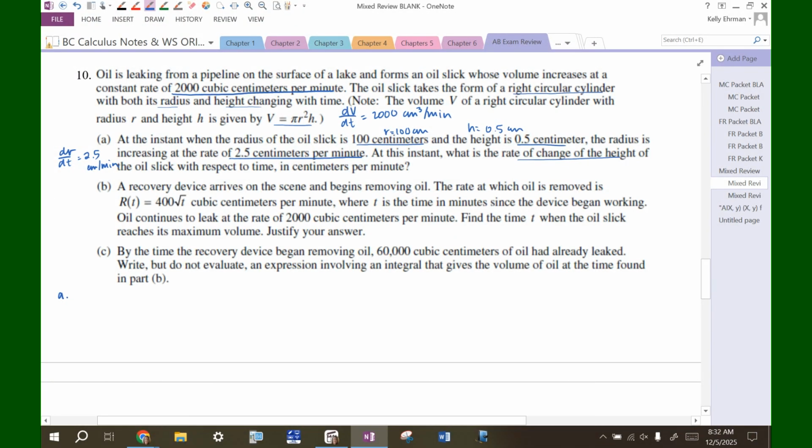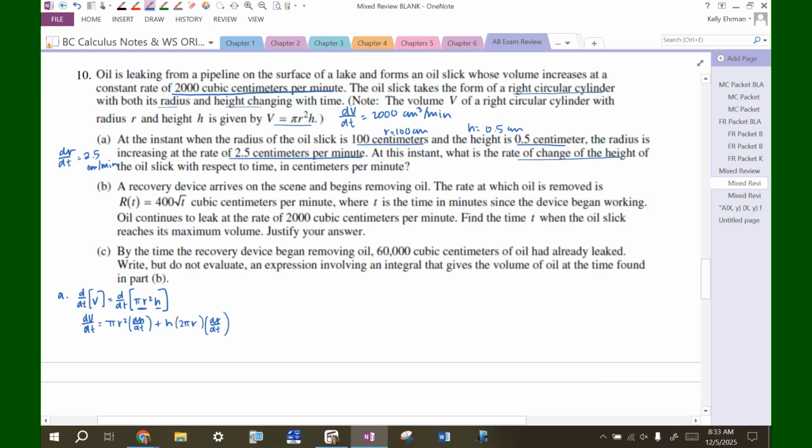For part A, we're using the volume formula, but we need to take the derivative with respect to time of both sides of this equation. And there's no subbing out a variable for anything because both R and H are changing and they don't have a proportional relationship like they would in a cone. So this is dV dt. I need to do product rule here. So I'm going to treat pi r squared as the first function and H is the second. So first times derivative of the second plus second times derivative of the first. That'd be 2 pi r dr dt.